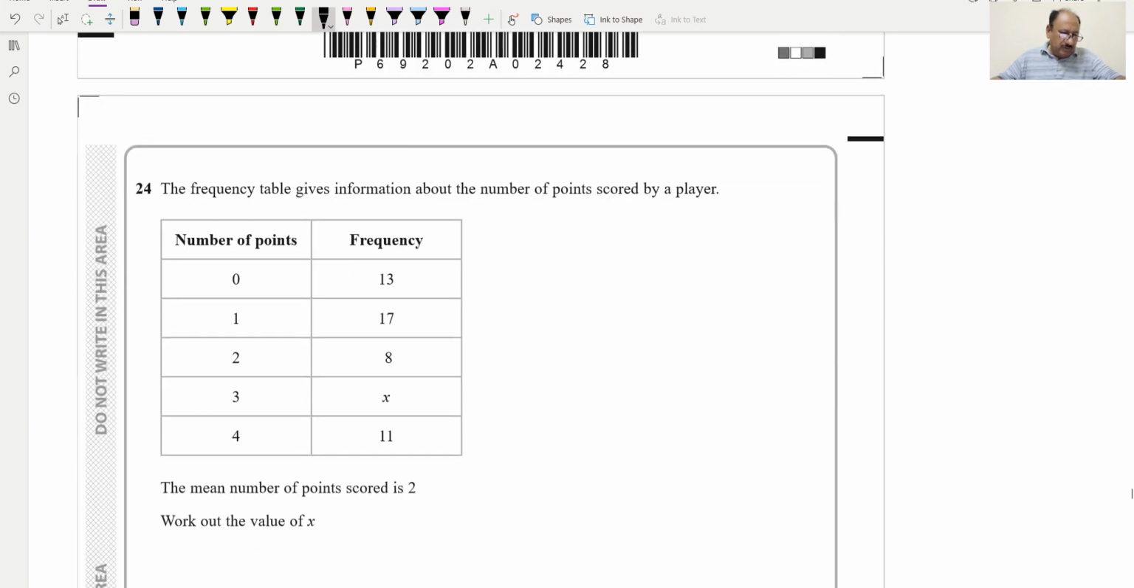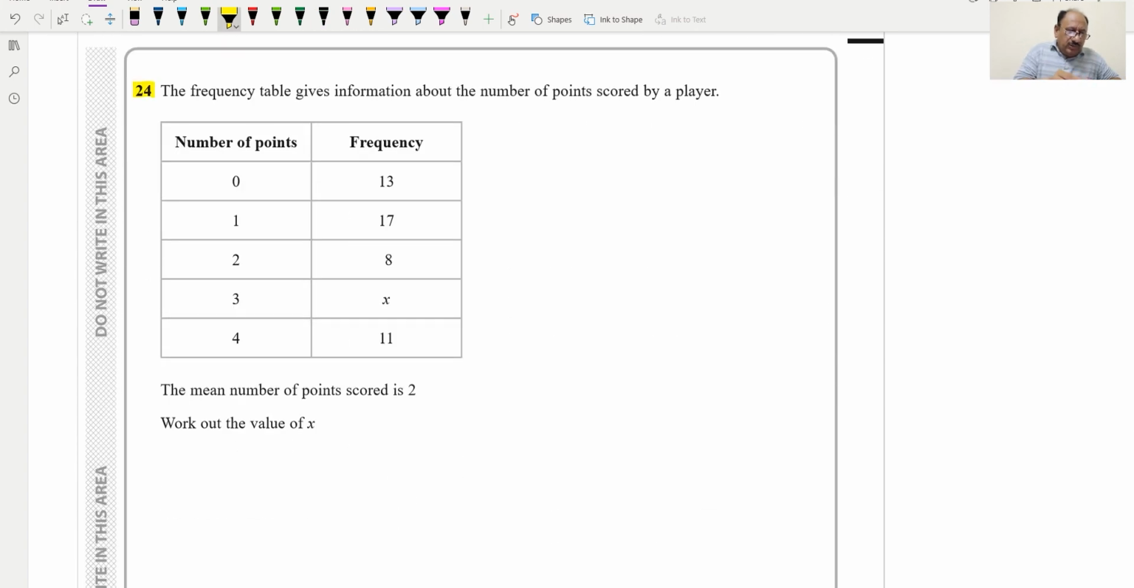We have done this. Question number 24. The frequency table gives information about the number of points scored by a player: number of points, frequency. The mean number of points scored is 2. This one is X. So work out the value of X.